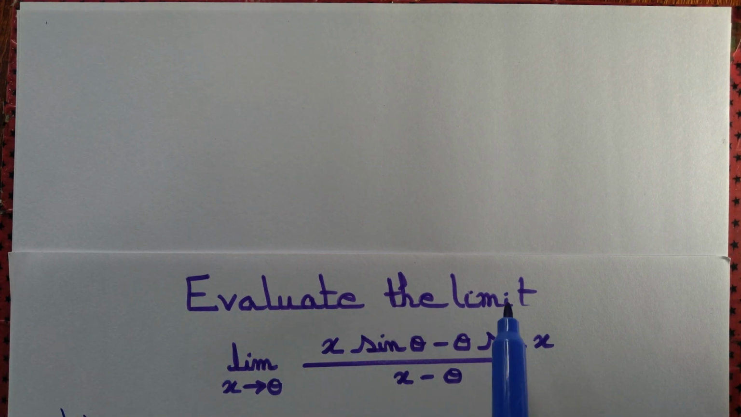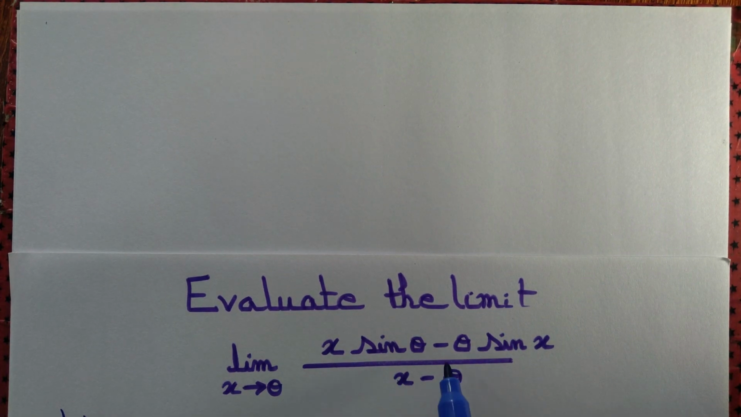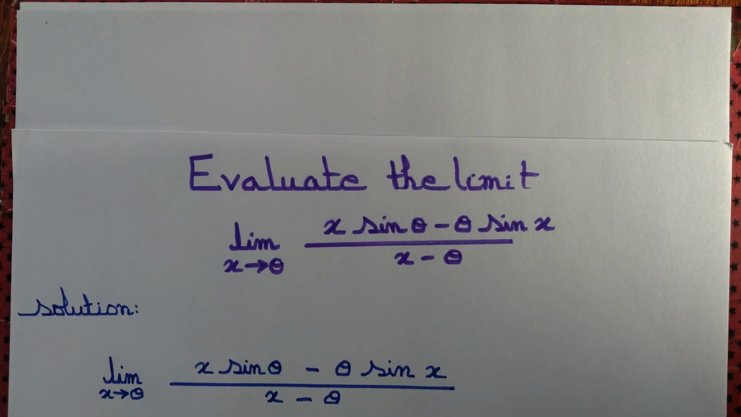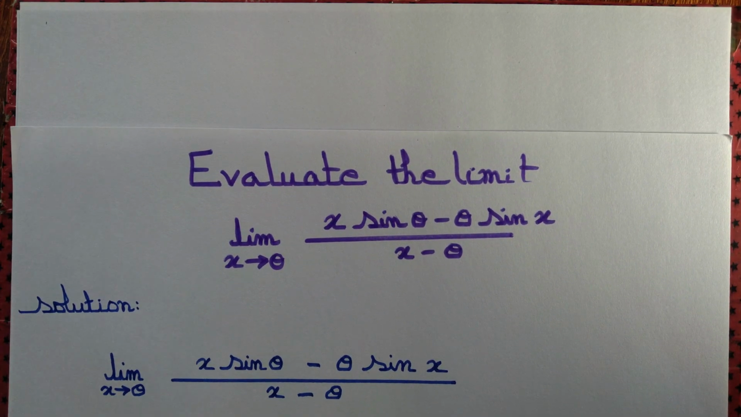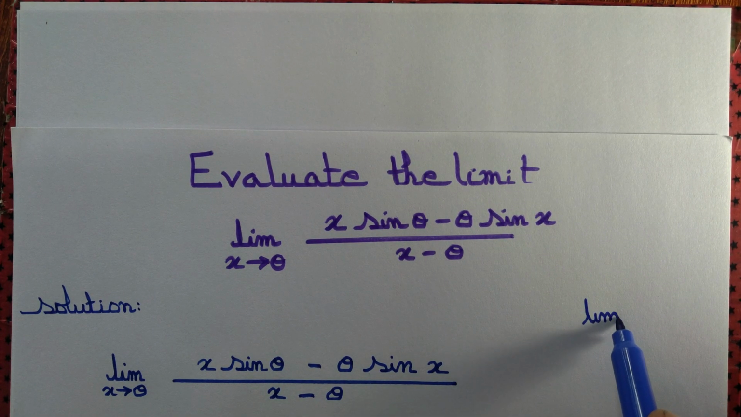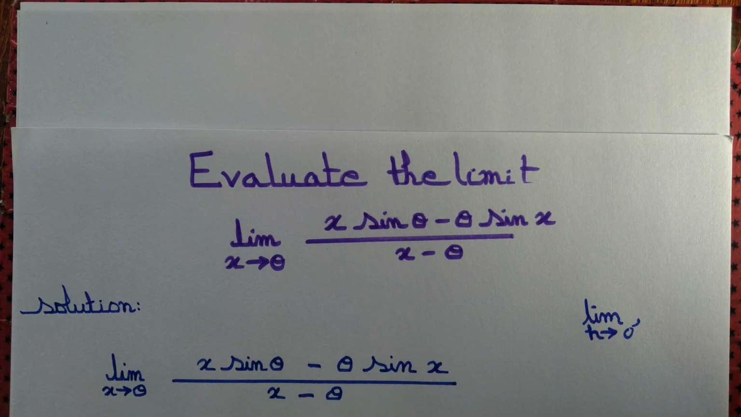Let us evaluate the limit of (x sin theta minus theta sin x) by (x minus theta) as x approaches theta. So we want to evaluate this limit as x approaches theta. However, in most of the cases, the only formula that we know is limit h tends to 0 of some expression, or limit theta tends to 0. We got x tends to theta.